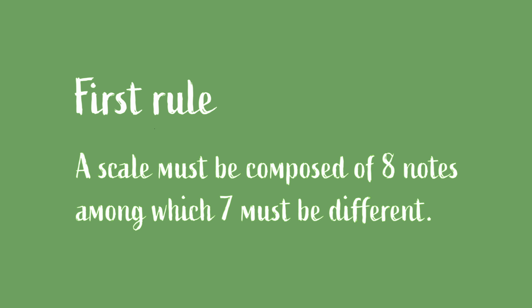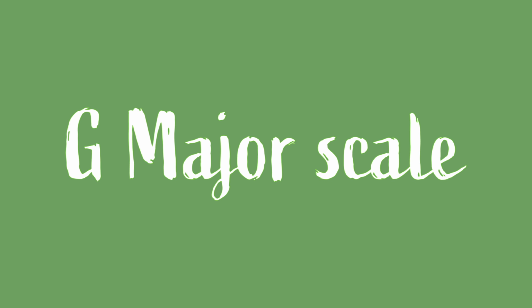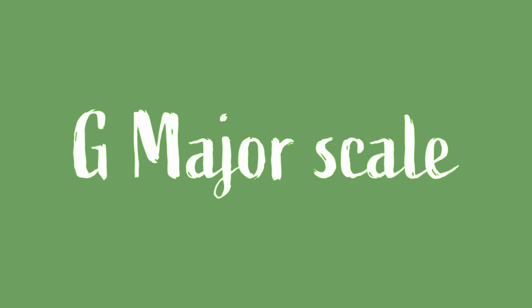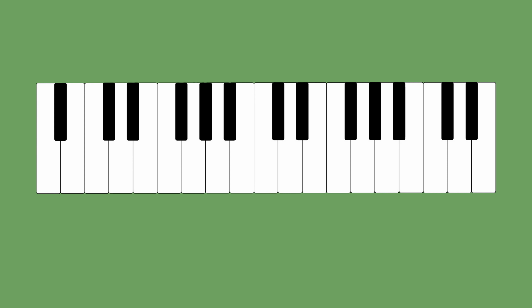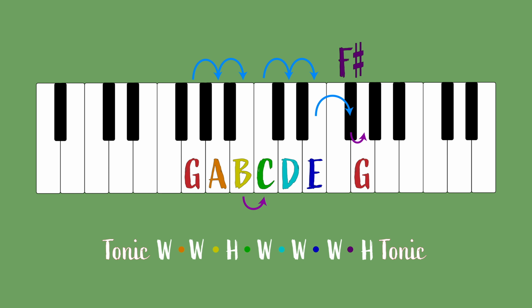To explain that, we must go back to the rules to construct a regular scale, focusing on the first rule. A scale must be composed of 8 notes, among which 7 must be different. What is important here is the word different. It means you cannot have a scale where a letter appears twice, if it's not the tonic. For example, with the G major scale, using the pattern you learned during the first episode, you can determine that it goes G, A, B, C, D, E, F sharp, G. Here everything is correct. Every letter appears once except for the G, the tonic, that starts and ends the scale.